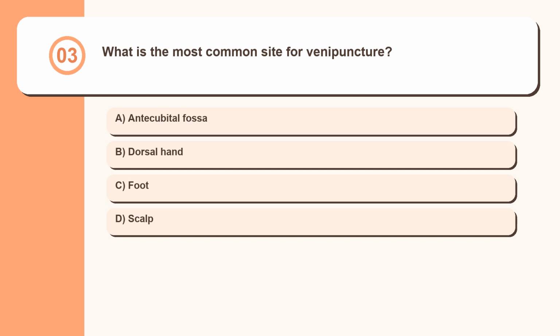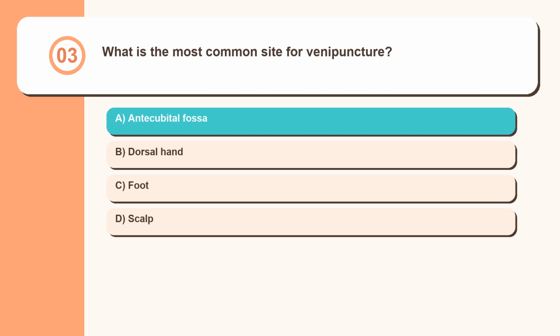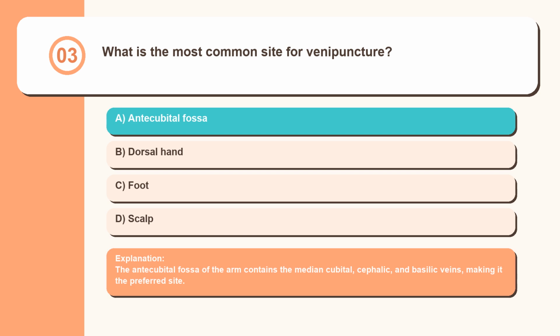Question 3. What is the most common site for venipuncture? Antecubital fossa, dorsal hand, foot, scalp. The antecubital fossa of the arm contains the median cubital, cephalic, and basilic veins, making it the preferred site.